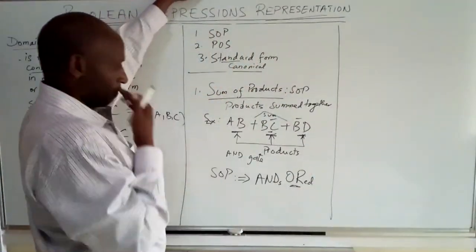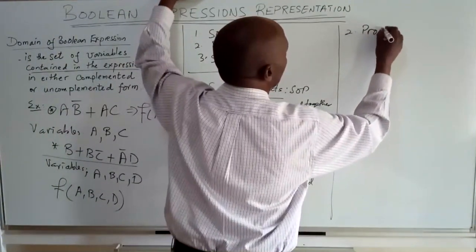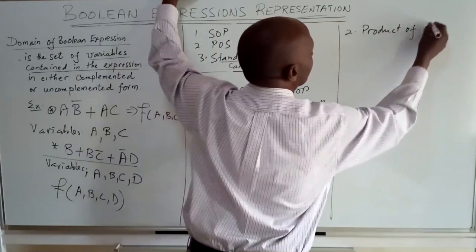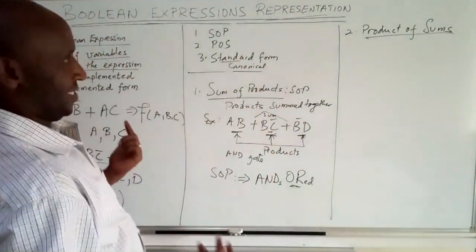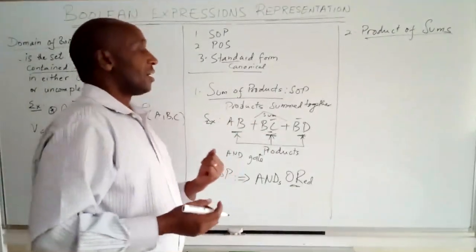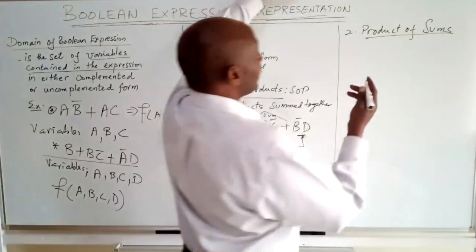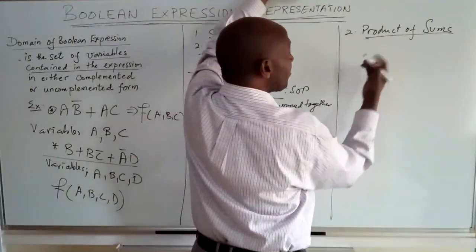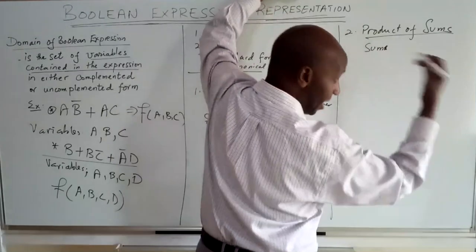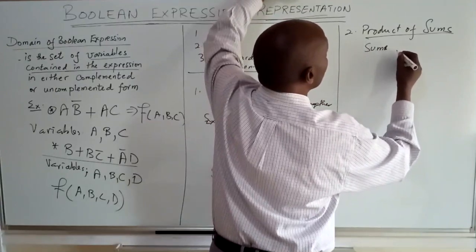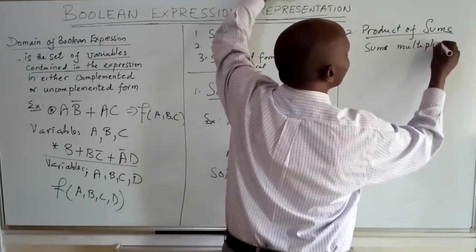What about the product of sums? Product of sums. So now it is somehow reversed. For the product of sums, it is the same, but reversed. Because here we now have sums. We have many sums multiplied together.